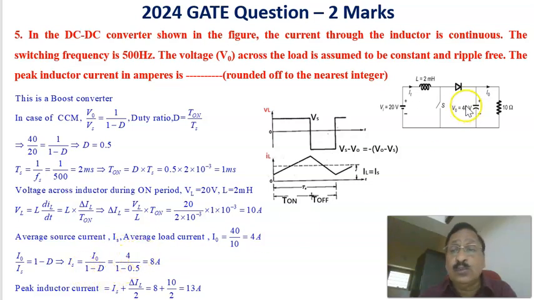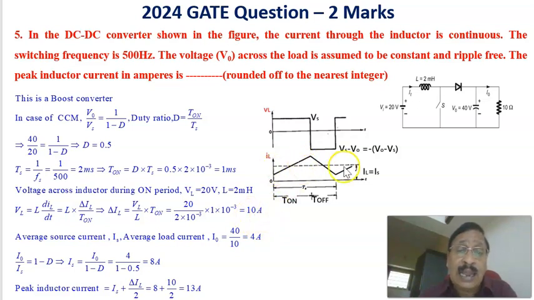To find the average output current, the average voltage is 40 and the load is 10 ohm. So 40 divided by 10 ohm is equal to 4 amperes. Therefore, 4 amperes is the average output current. Therefore, the input current is given by 4 divided by 1 minus D, that is 1 minus 0.5, which is equal to 8 amperes. Therefore, the average value of the source current is 8 amperes, and delta IL is already calculated as 10 amperes.